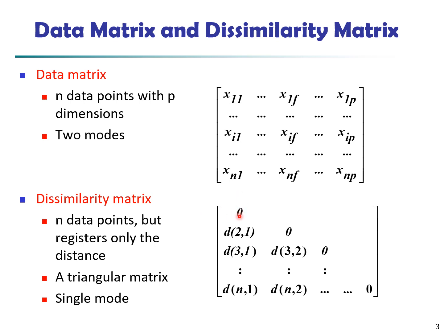So the dissimilarity between this value and this value will be 0, because they are the same. This value and this value will be 0. This value and this value will be 0. And this value and this value, their dissimilarity will be 0. Now, we do not display or compute the dissimilarity values here, because it's going to be exactly the same as the one here. That's why we only display this triangular matrix.